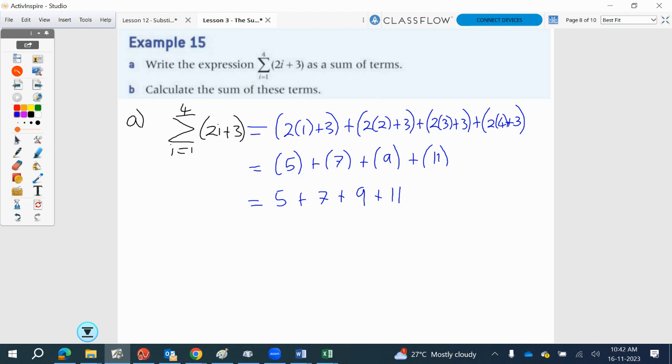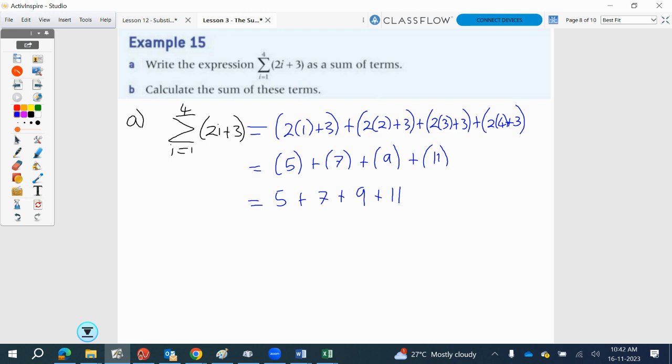Is this series arithmetic? Yes. Why? Because it increases by linear increments. Notice it increases by increments of 2 each time. Watch this bit. Notice it goes up by 2 each time. Do we see a 2 in the formula? Yes.